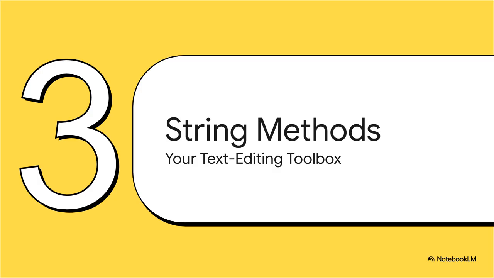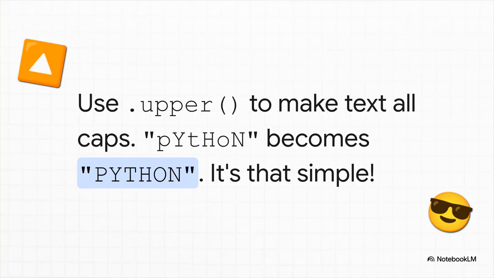Think of these as special actions that strings know how to perform. You just put a dot after your string and tell it what to do, and it gives you back a new modified string. First up in the toolbox, let's talk about changing the case. Let's say you have a string with really messy capitalization. You can just call the .upper method on it, and it will give you back a brand new string that's completely in uppercase. Easy. And yep, there's a .lower too.